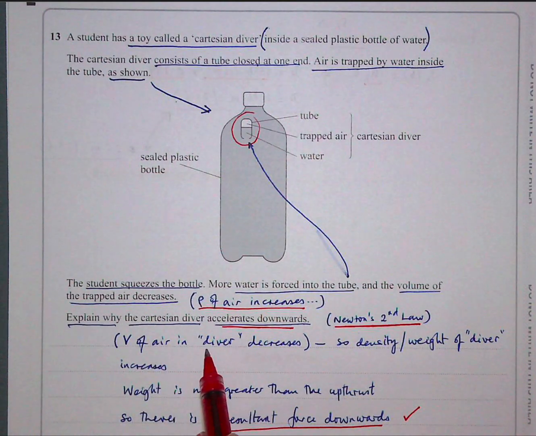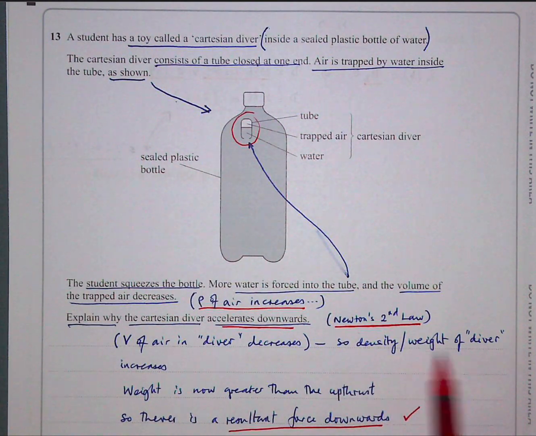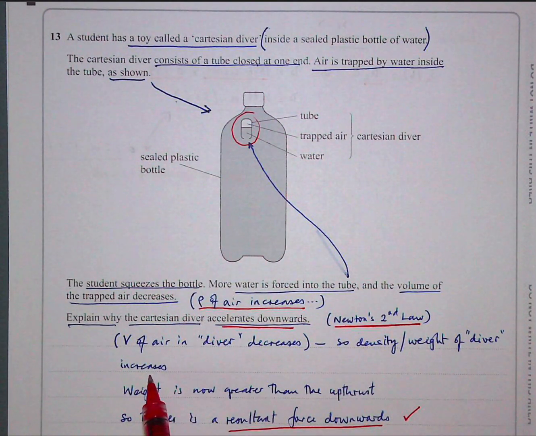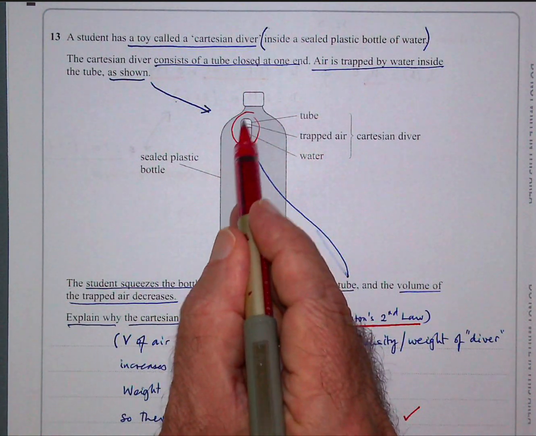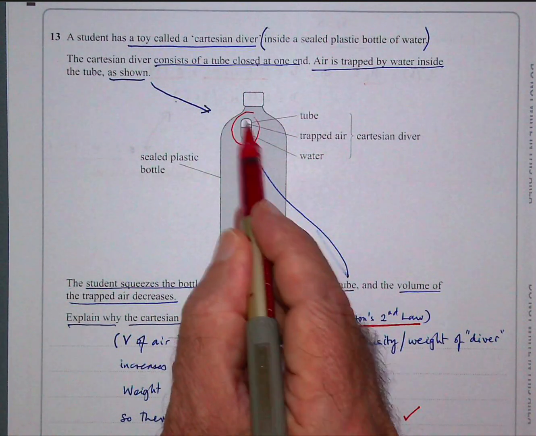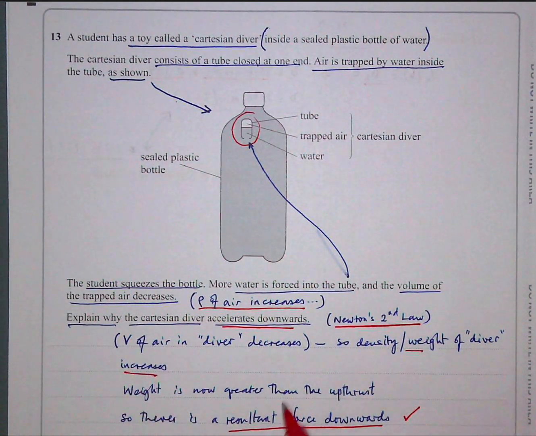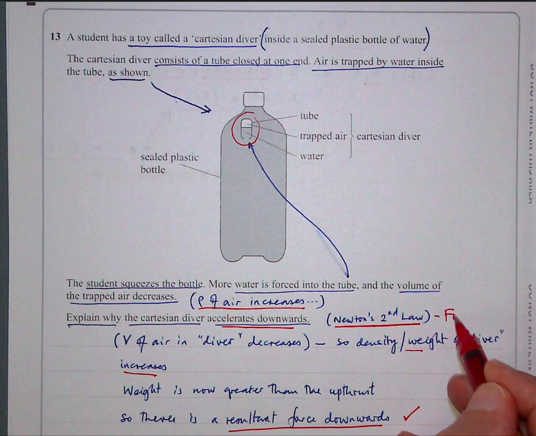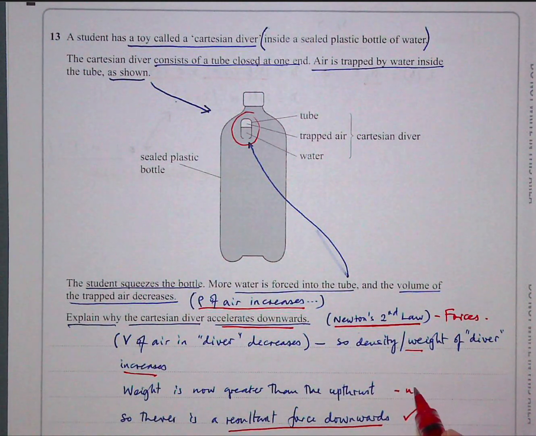The volume of the air, they tell us, has decreased in the diver, yes. So the density or the weight of the diver increases, yeah. So the density of the air increases, the amount of water in there increases. So the diver, remember, is all of that bit together. So the weight increases. So remember, this question is about forces. So weight is now greater than the upthrust, yeah? And that's why it moves down. So you have the unbalanced situation here.